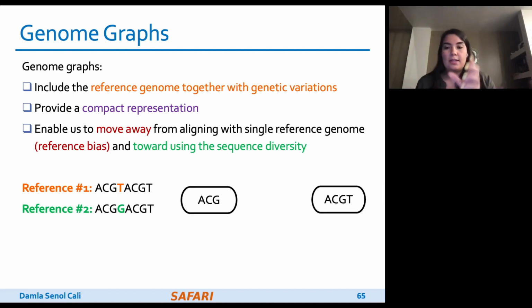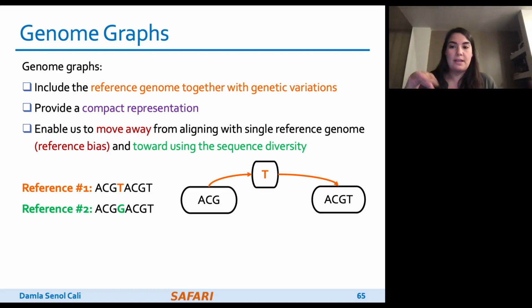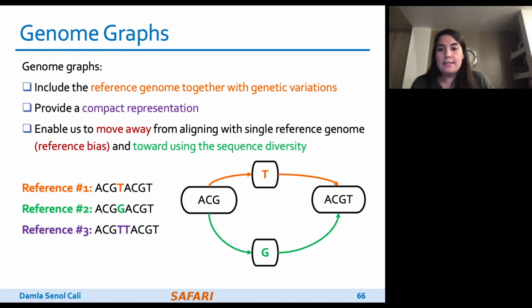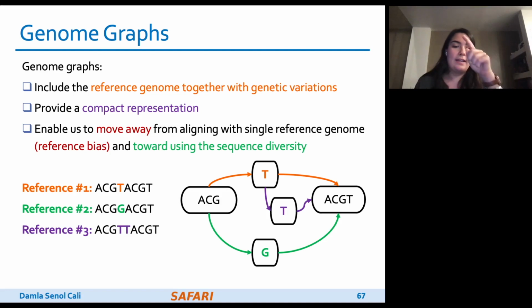So we can divide this single node into two nodes which represent the shared strings, and we can have a path with a single node in between, which is for the first reference, and we can have an alternative path which has G in the middle as another node. So with this graph representation, we can include both of these references. Let's say we also have an additional T in the same position. So we observe an insertion here. What we can do is have an additional T node in between so that this would be an alternative path from T to ACGT. So we would represent the insertion this way.